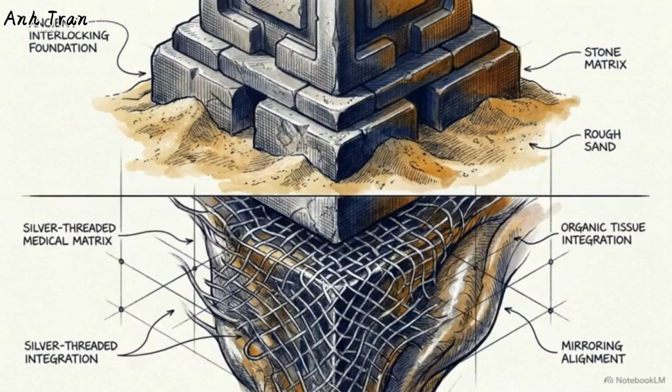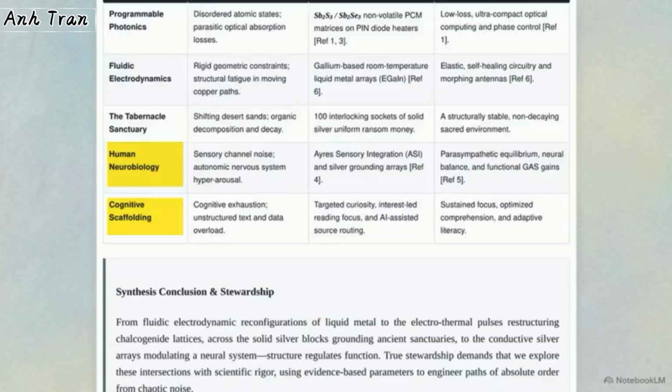The 3,000-year-old architectural framework utilizes the same biophysical properties that modern medicine relies on to isolate organic tissue from environmental decay. The final rows apply the matrix to human neurobiology and cognitive growth. The chaotic element in this domain is multi-channel sensory noise and unstructured environmental data. Without an interface, this noise forces the autonomic nervous system into a state of hyperarousal and cognitive exhaustion.